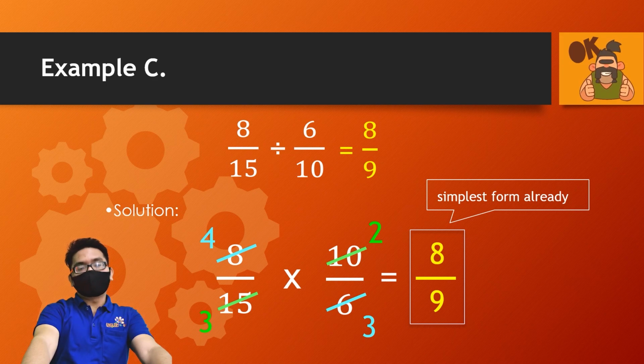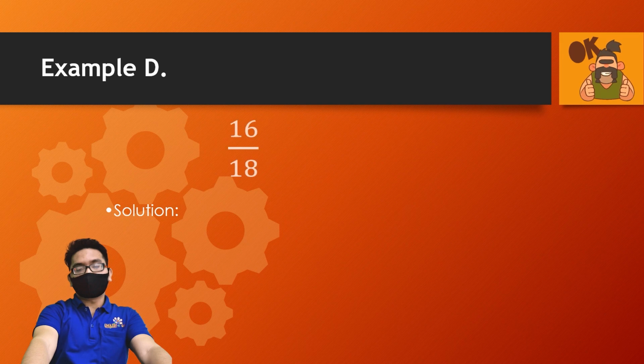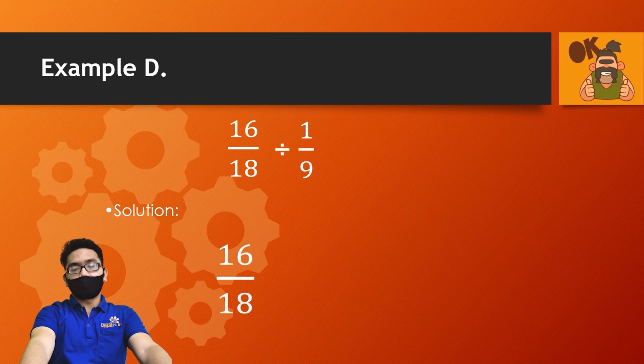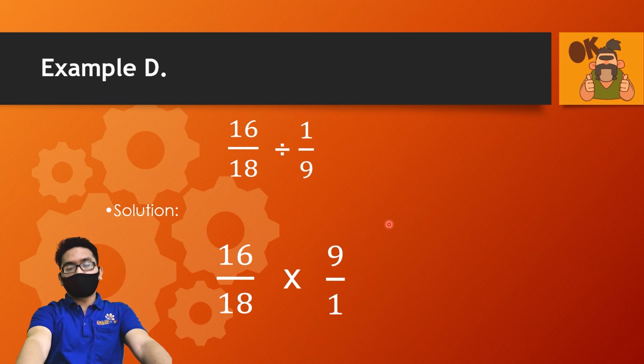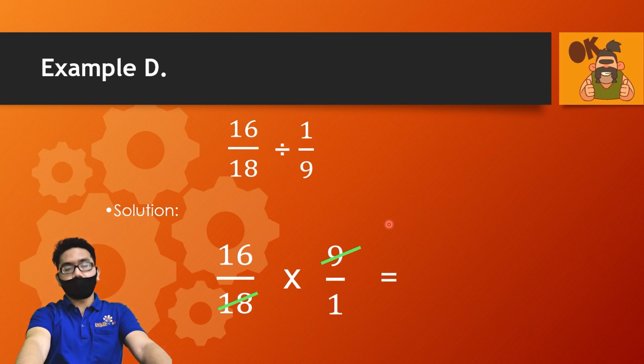Let's have one more. Example, letter D. 16 over 18 divided by 1 over 9. Keep, change, flip. Okay. Can we cancel 16 and 1? No. How about 18 and 9? Correct. We can cancel these numbers. 18 and 9. They are both divisible by 9. 18 divided by 9 equals 2. 9 divided by 9 equals 1.